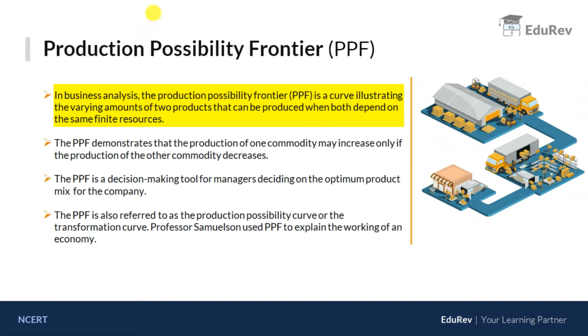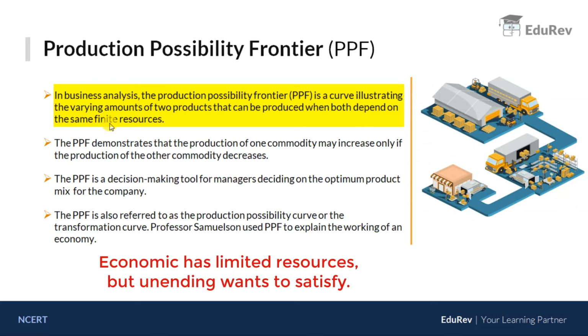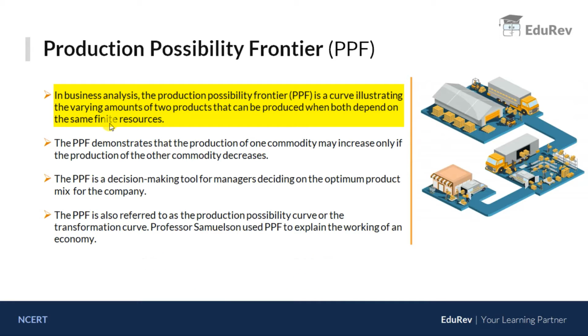In business analysis, the production possibility frontier is a curve illustrating the varying amounts of two products that can be produced when both depend on the same finite resources. This is the catchword, finite. In an economy, the resources that we have are finite and limited, whereas the demand and the wants of the people are unlimited. So we have to allocate the resources in such a way so that different kinds of goods can be produced in the economy and the economy reaches its highest possible welfare level, right?